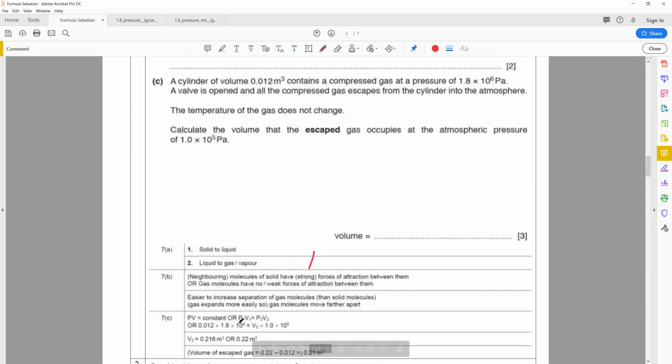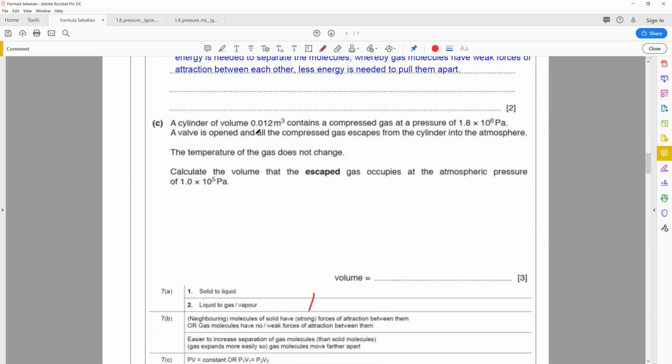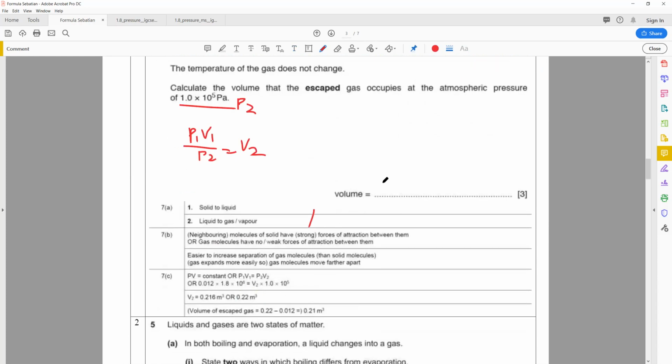Obviously, this one here is going to be using your Boyle's law formula yet again. P1 V1 equals P2 V2. It's just a matter of identifying your information. Obviously, this is V1, this is going to be P1, and this is going to be V2. So P1 V1 over P2 is going to equal V2 here. Press everything into the calculator, and you're going to get somewhere around 0.216 meters cubed, basically.